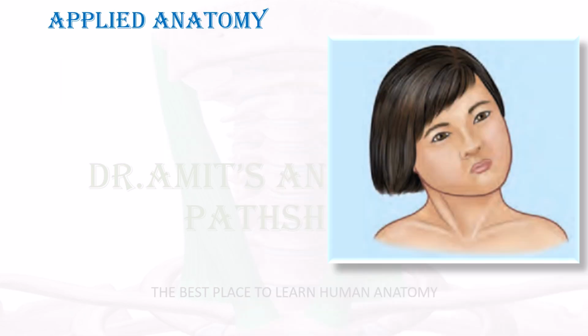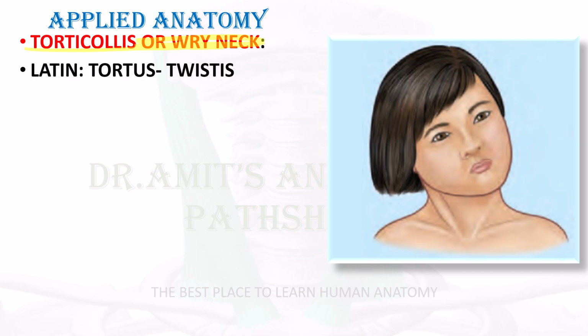Applied anatomy, most important is torticollis or wry neck. Torticollis, children, is a Latin word, made from two words, tortus and collum. Tortus means twist, in English twist, and collum is neck. So twisted neck is torticollis.